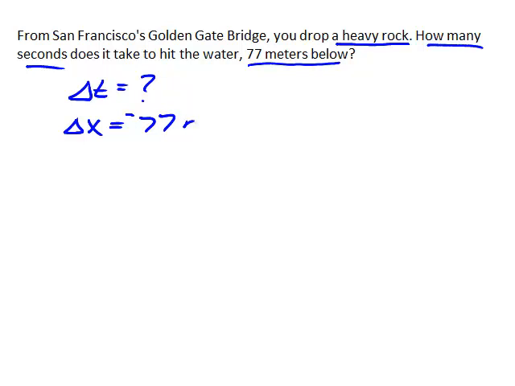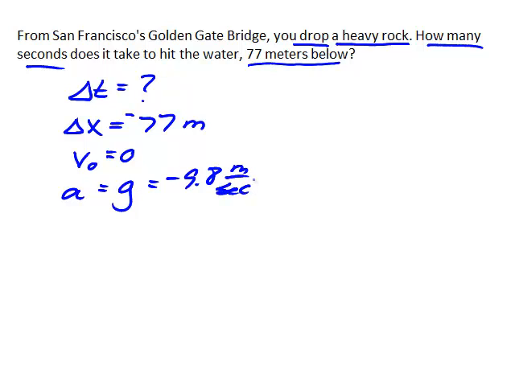negative 77 meters because it's below where we start. And this word drop is telling us that the initial velocity is equal to 0. And lastly, it is implied that we are on the planet Earth. The acceleration is equal to the acceleration due to gravity, or negative 9.8 meters per second squared.